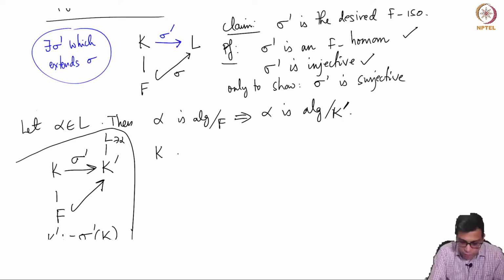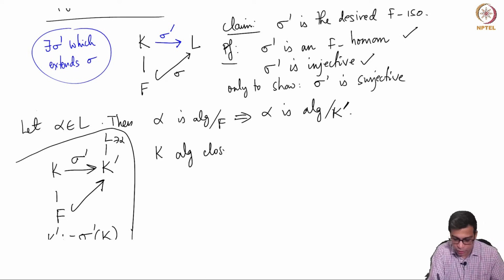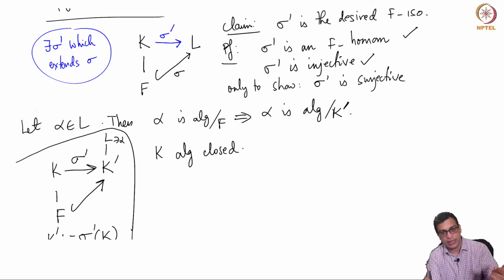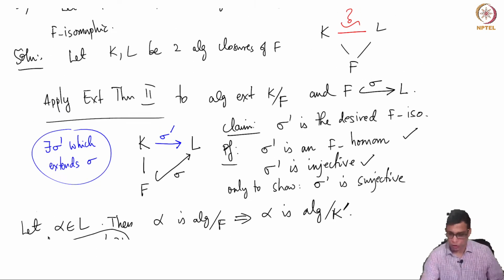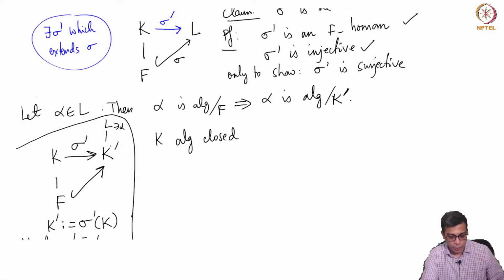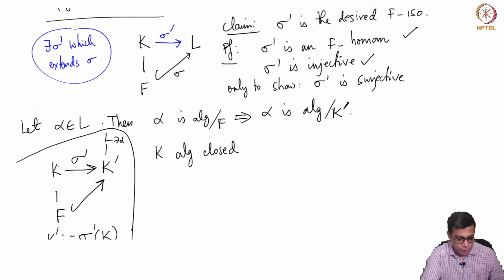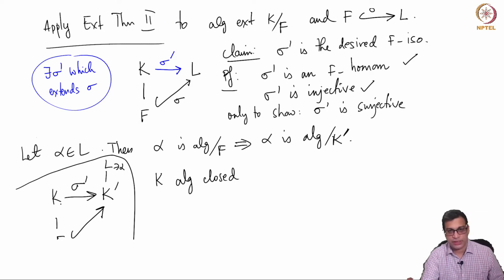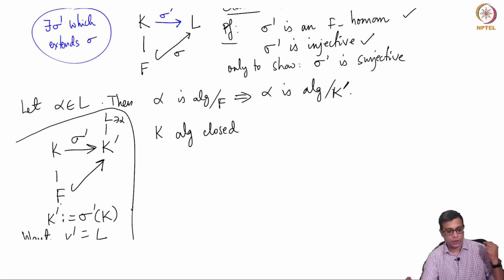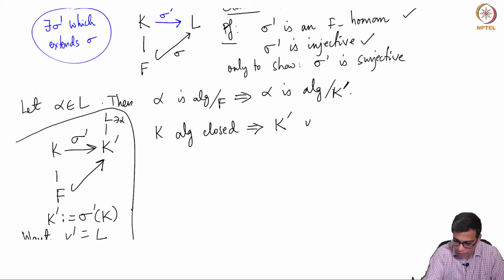Now we use another set of implications. So far we have used that L is algebraically closed in order to apply the extension theorem. Now we are using that L is algebraic over F here. We have also already used that K is algebraic over F in order to use the extension theorem. Now we are going to use that K is algebraically closed. So both facts, namely that it is algebraically closed and that it is algebraic over F, are used for L as well as for K. If you remove any of those properties, this proof will not work. So K is algebraically closed implies K prime is algebraically closed.